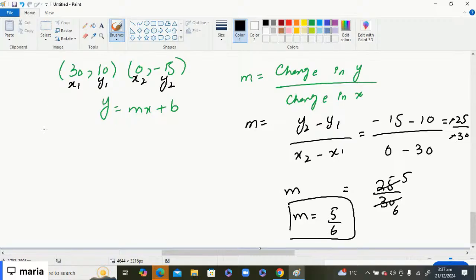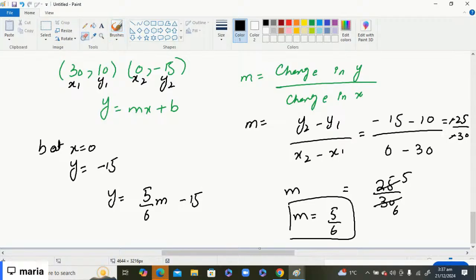Okay. Now what is your b? This is the intercept form at which x is 0. So b is at x is 0. What is the value of y at x 0? This is minus 15. Now just putting in the values, y is equal to 5 by 6 x minus 15, because the value of m we are going to put, and this is your equation.